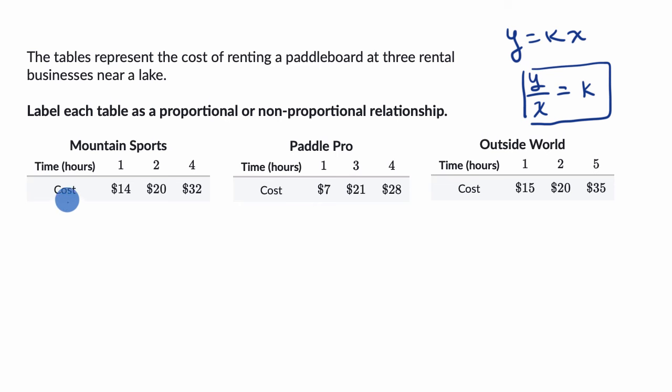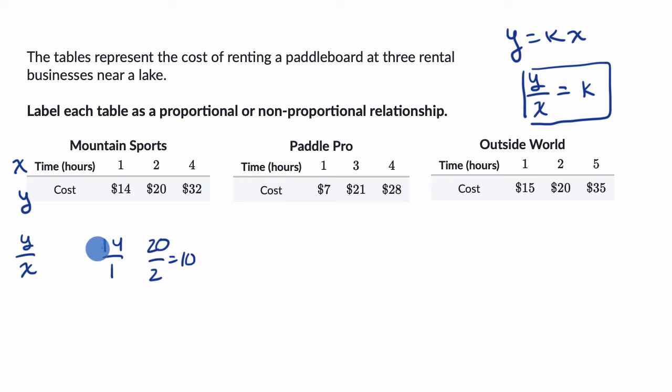So here, for all of these, let's say that the time variable is x and the cost variable is y. Well, let's think about what the ratio of y over x is. Let me just write y over x. So here it's 14 divided by 1. Here it's 20 over 2. Actually, let me just write that out. 14 over 1, which is of course 14. Here it's 20 over 2, which is equal to 10.